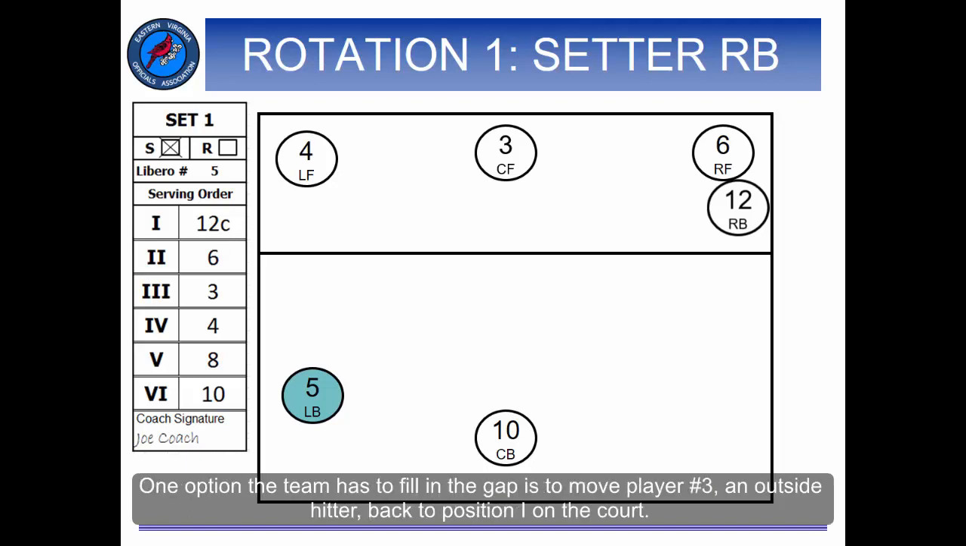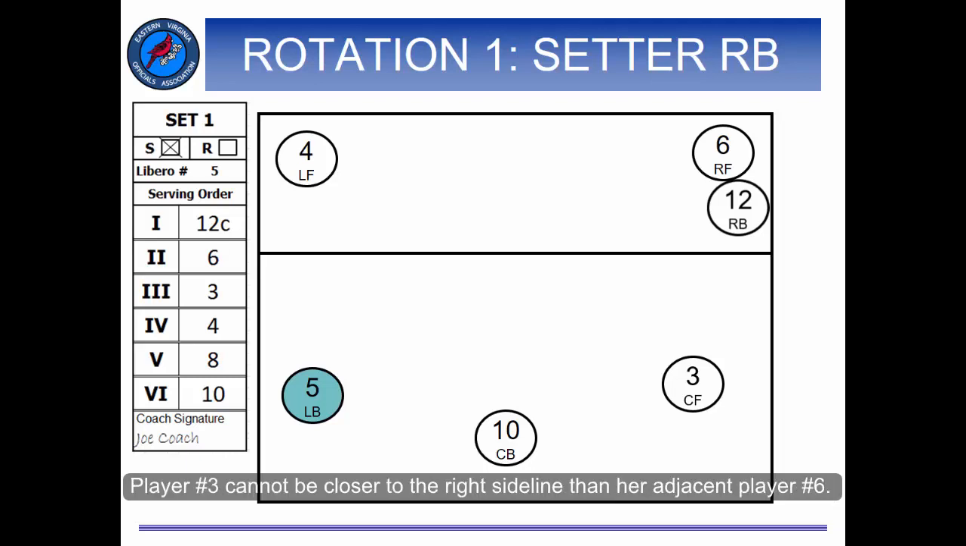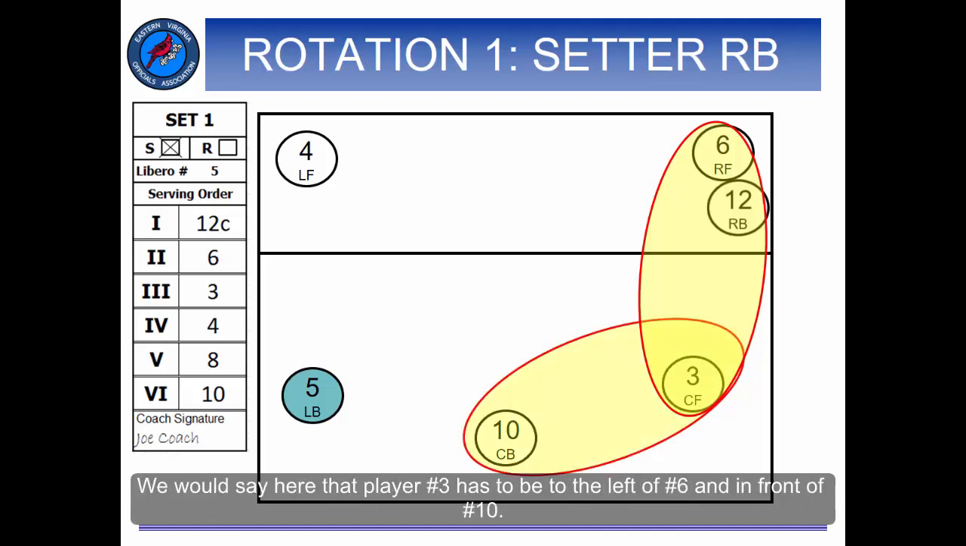One option the team has to fill in the gap is to move player number 3, an outside hitter, back to position 1 on the court. This movement creates 2 potential alignment fault situations the referee must watch for. Player number 3 cannot be closer to the right sideline than her adjacent player number 6. Also, player number 10 may not be closer to the center line than the adjacent player in front of her, player number 3. We would say here that player number 3 has to be to the left of number 6 and in front of number 10.